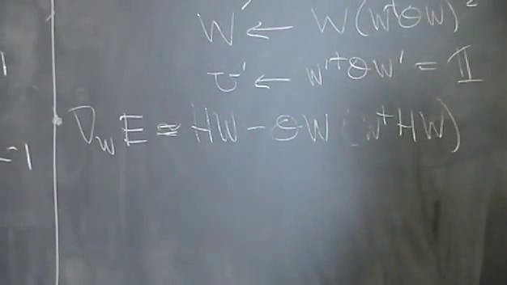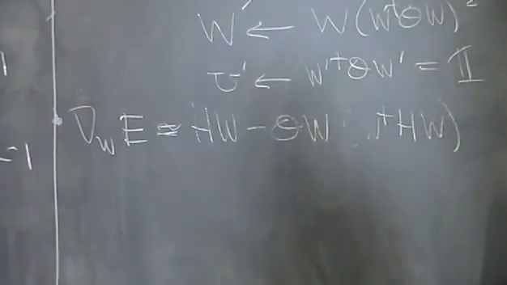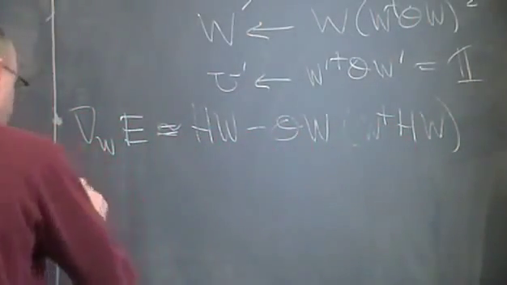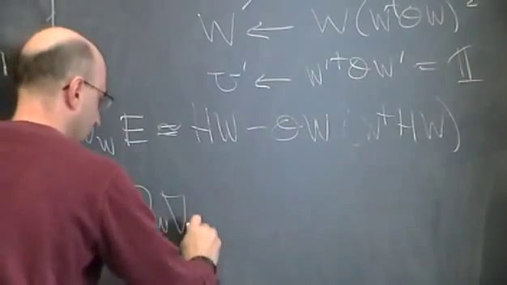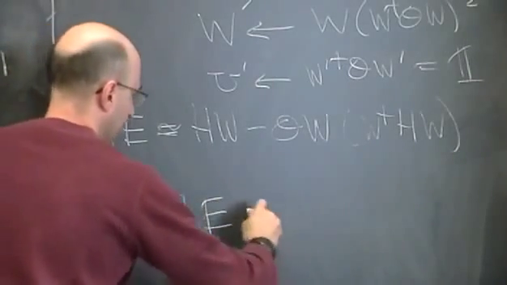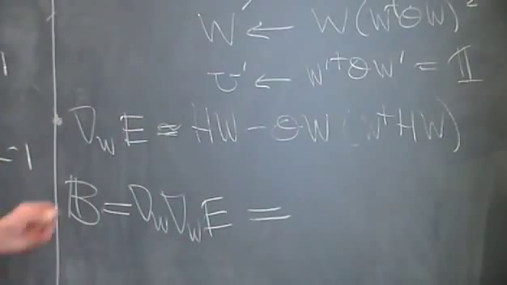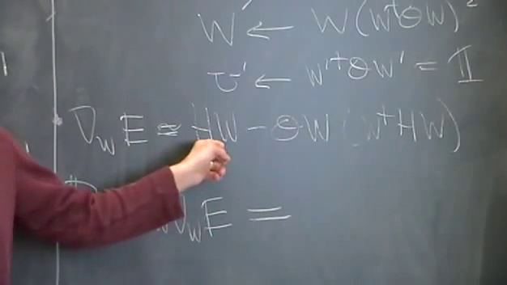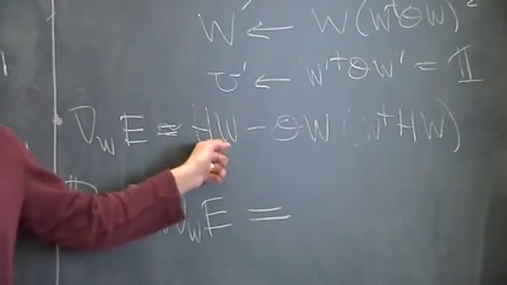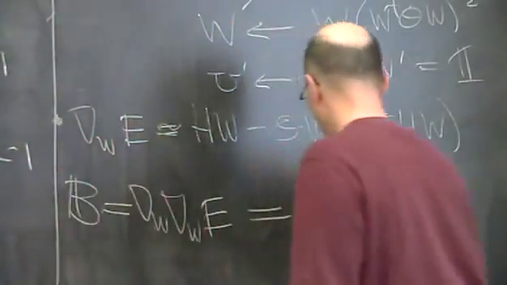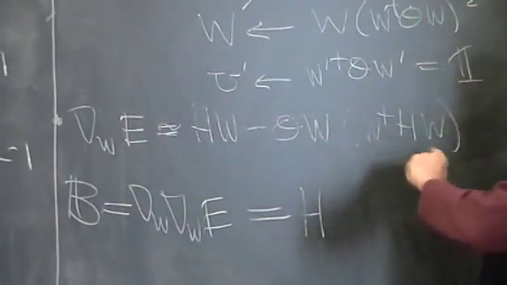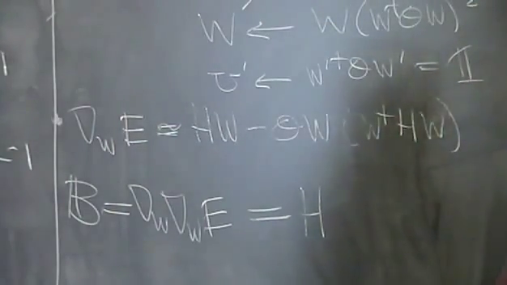Okay, now we have to take the second derivative of that to get the Hessian. So the Hessian B is basically going to be another gradient with respect to w of this. And now this first term, I think, is pretty clear. I've just got one w there, so I'll just have H. That's good.